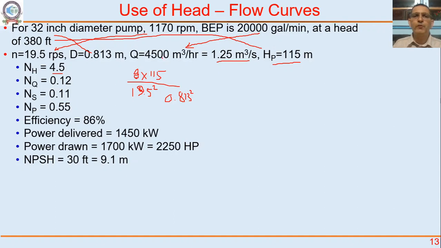NQ will be 4,500 divided by, no, not 4,500. It will be 1.25 meter cube per second. SI unit. It's a dimensionless number. 1.25 meter cube per second divided by N and diameter cube. That will give you 0.12. Specific speed, if we calculate, it will become 0.11.